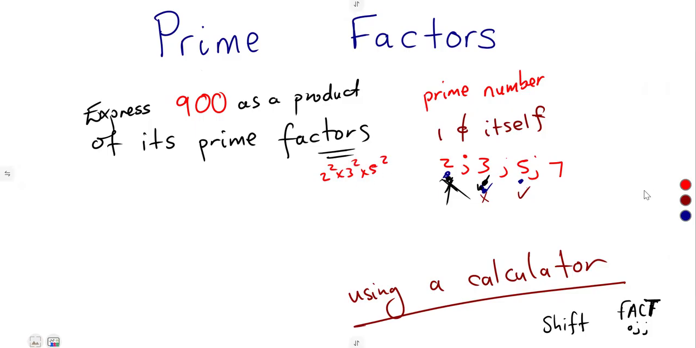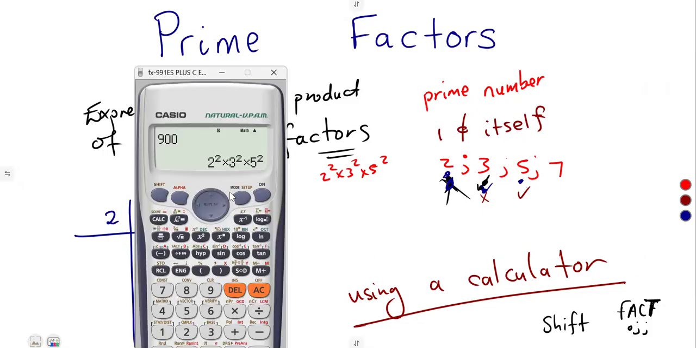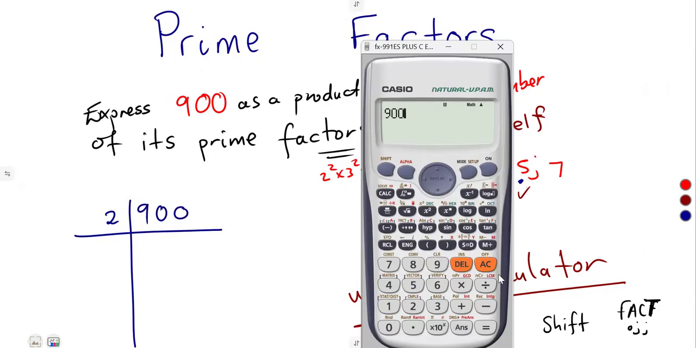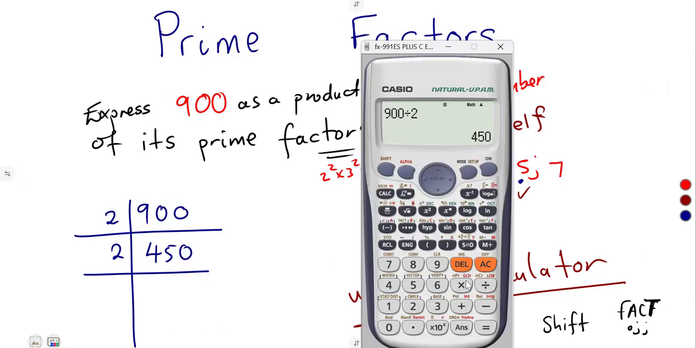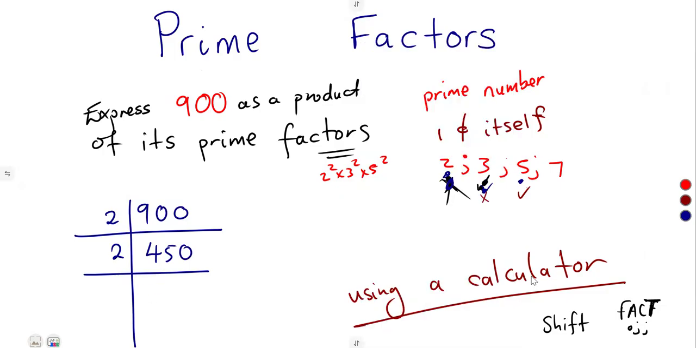So let's use the ladder diagram to try and simplify it. So 900, the smallest prime number being 2, we can see there's a 0 there, so 2 is going to work. So 900 divided by 2 is what? 450. Again, divide by 2, as we have got a 0 there, it's going to work. So 450 divided by 2 is 225.